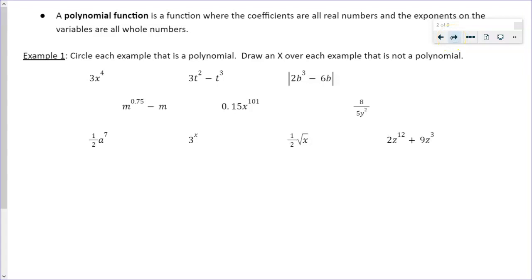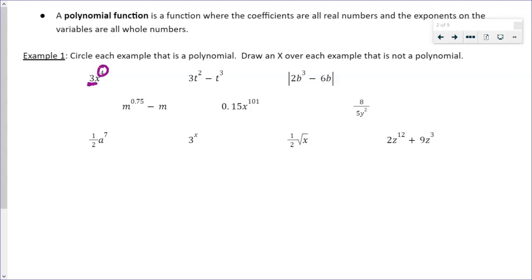So a polynomial function is a function where the coefficients are all real numbers and the exponents on the variables are all whole numbers, okay? So looking at the first example, it's asking you to circle each example that is polynomial and draw an X over each example that is not polynomial. Polynomial will be when the coefficient, which means the number in front of the x, is a real number, and the exponent, which is the 4 in this particular example, is a whole number. It means not a fraction, or a square root, or anything like that, okay?